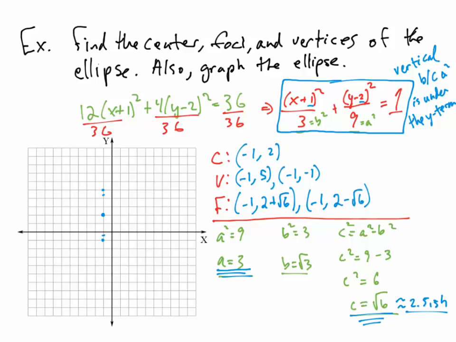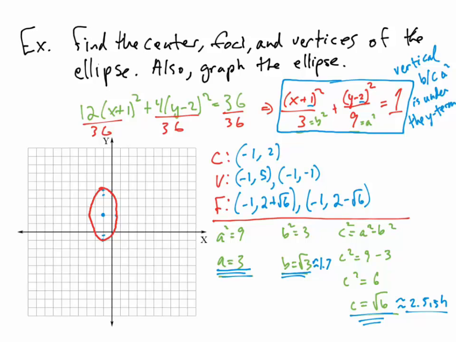All right, and then the last thing we need to do is label or mark in the minor axis. Again, I'm going to approximate square root of 3. Square root of 3 is about 1.7. So I'm going to go to the right about 1.7 and then to the left 1.7. Those are the endpoints of the minor axis. And then I just try my best to create a nice smooth curve. And there we have it.